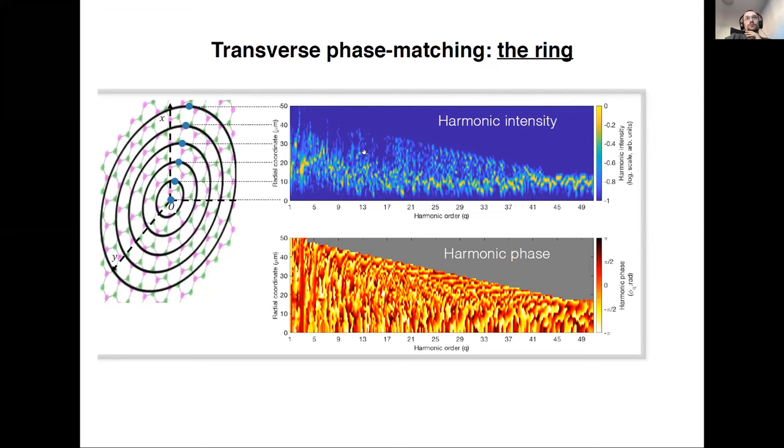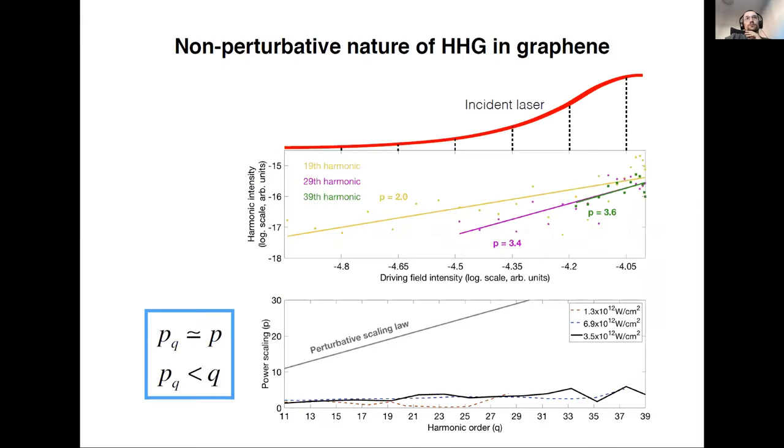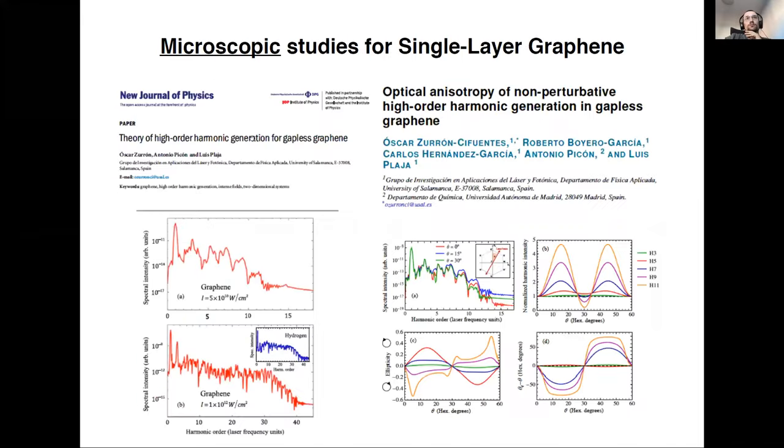propagate to the detector. But so, you solve a Schrödinger equation? Yeah, numerical Schrödinger equation, using the tight binding approximation. However, my colleague, as I said before, Oscar Zurrón Cifuentes, is going to explain tomorrow exactly how we manage this process. So now we have a question.